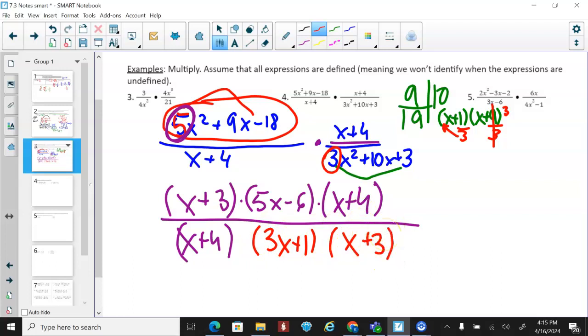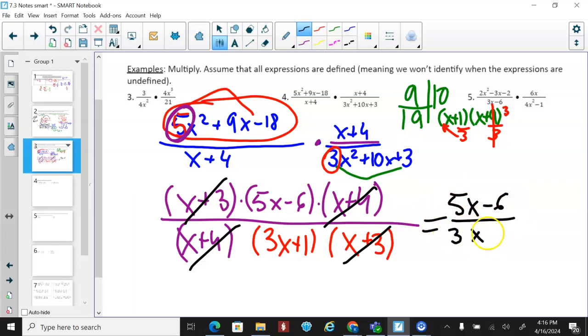Now, all of them are in binomial and in a factor form. So I'm going to start canceling things out. Whatever is on the top and on the bottom, I'm going to cancel. So x plus 3 and x plus 3. X plus 4 and x plus 4. So I get 5x minus 6 over 3x plus 1.